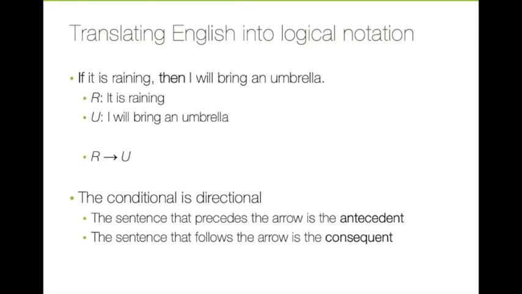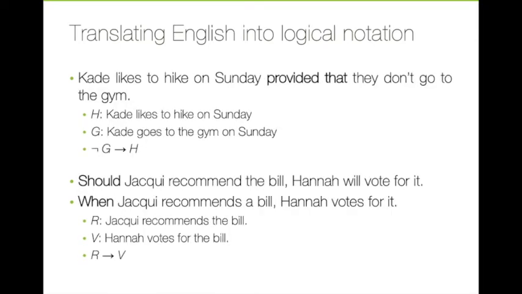The second thing to note with the material conditional, as it's used in truth functional logic, is that it only tells you what to think when the antecedent is true. Then you know the consequent should be true. But it doesn't tell us anything about what we should think if the antecedent is false. So in this example, if it's not raining, the sentence has nothing to say about whether I should bring an umbrella or not.